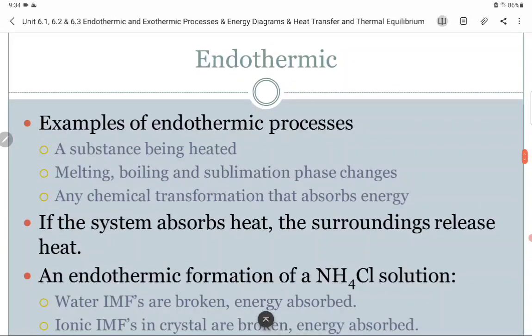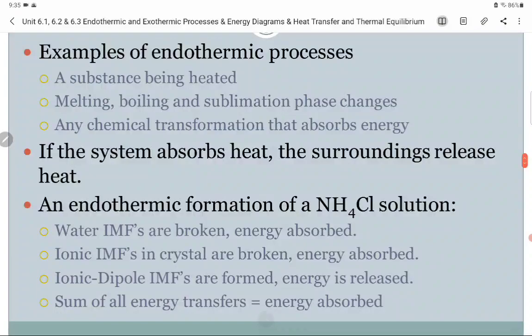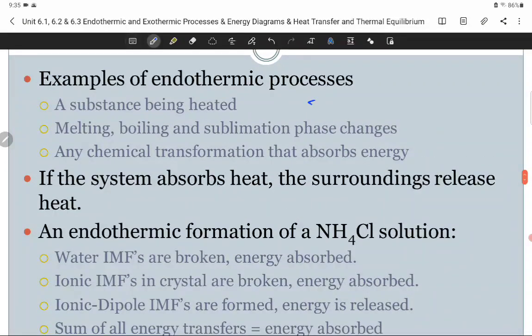Here are some different scenarios for endothermic. One, I think pretty obvious: if you just heat a substance, it's going to absorb energy. But also we have phase changes. If you had a solid and it was going to become a liquid, it would have to absorb energy to do that. If you want the liquid to boil, that system would have to gain energy again. And so if you put water in a pot, put it on top of your stove, turn the burner on, I think you can kind of see that that's the case.